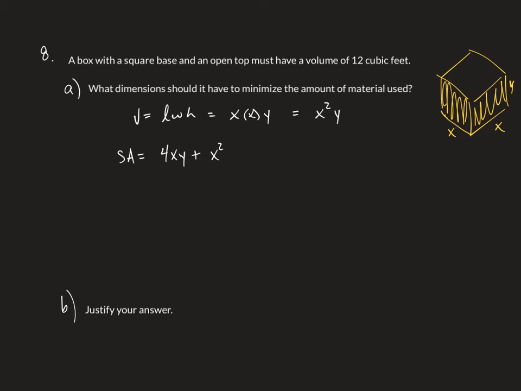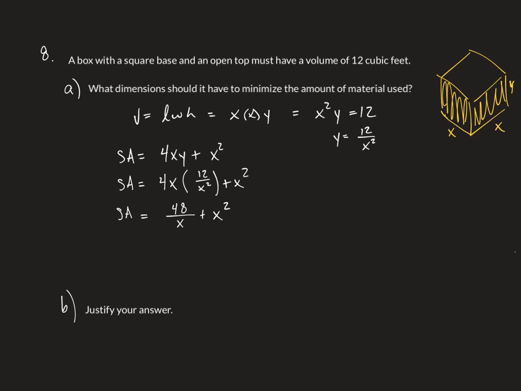So now we have a function that represents surface area, but unfortunately it's got 2 variables. So what I want to do is have this all be a function of x. So what I'm going to do in this case is find out what y is, rather, in terms of x, using the volume formula, because we know that the volume has to be 12. So I can use that to get y alone. And now instead of saying y, I can say 12 over x squared. So I'll say surface area is equal to 4 times x times 12 over x squared plus x squared. And I'll make that look a little nicer here.